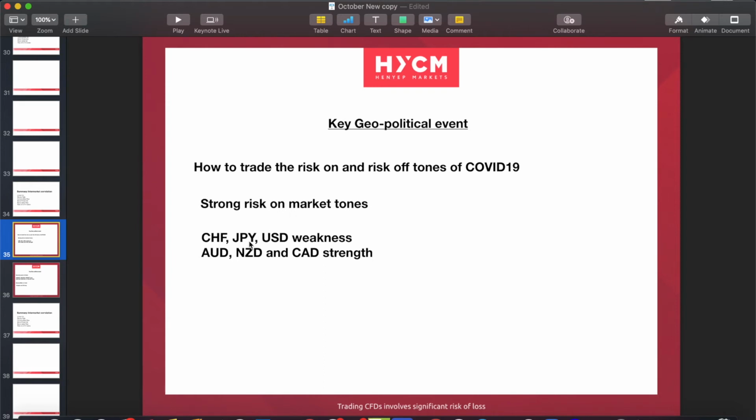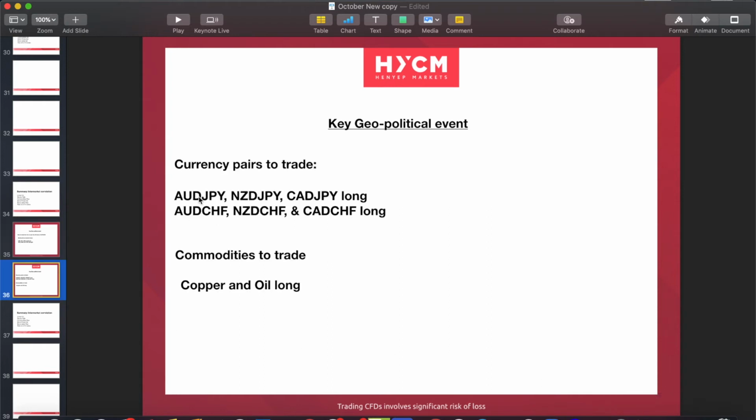By contrast, we see the so-called commodity currencies, the Aussie, New Zealand dollar and the Canadian dollar, strengthen. So we would expect in this kind of market to be trading Australian dollar Japanese yen, New Zealand dollar Japanese yen, CAD yen longs alongside Aussie Swiss franc, New Zealand Swiss franc and CAD Swiss franc longs, as well as commodities to trade would be copper and oil to the long side.